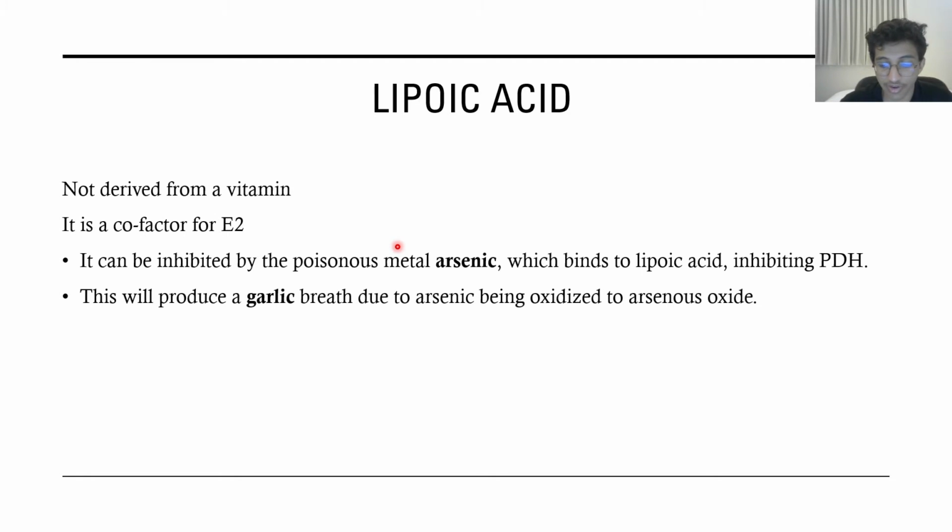Now the fifth coenzyme is the only one that's not derived from a vitamin. It's lipoic acid. It's a cofactor for E2, and it can be inhibited by the poisonous metal arsenic. This metal binds to lipoic acid and it inhibits PDH, the enzyme complex.